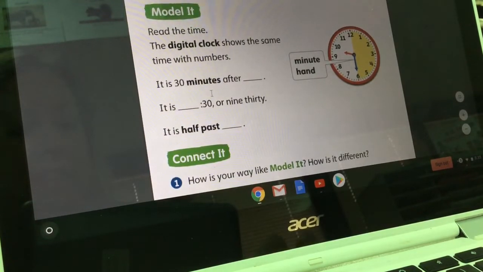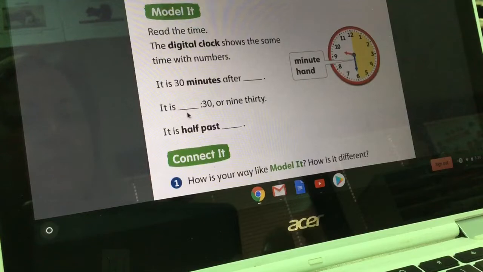It is 30 minutes after. Here is where we're going to put the hour of which it is 30 minutes after. Well, I can't remember. Let me take a look again. Here's our hour hand. Okay, I see that it's between the 9 and the 10. I have to say 9. I cannot say 10. It did not get to the 10 yet. So it's 30 minutes after 9. Let's put a 9 on the line right there. Please write your 9. 30 minutes after 9.